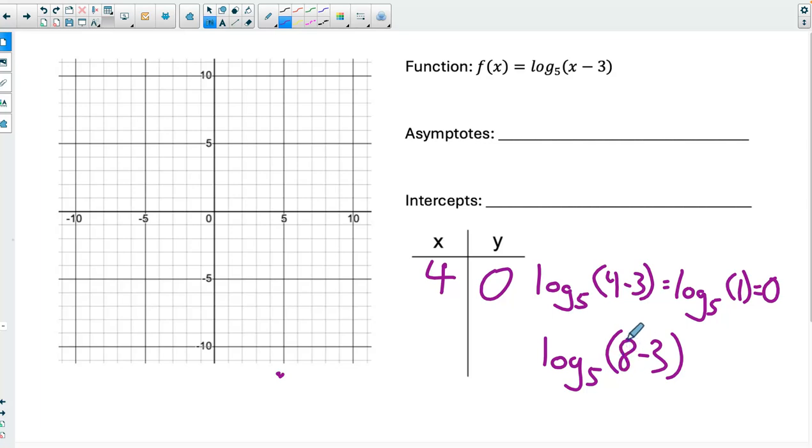Realize we took our first graph that we did, and now we're shifting it, right? It's getting shifted to the right because of that -3. So I'll put those 2 points down, so 4, 0, and then I got 8, 1. I'll finish this off.